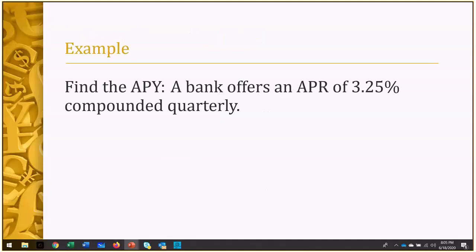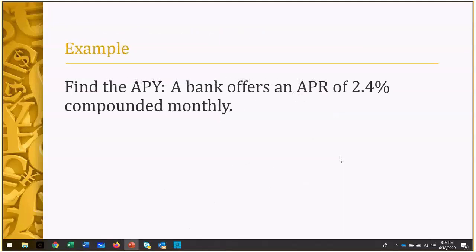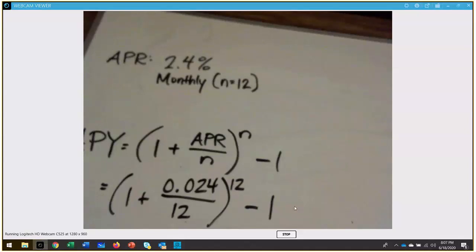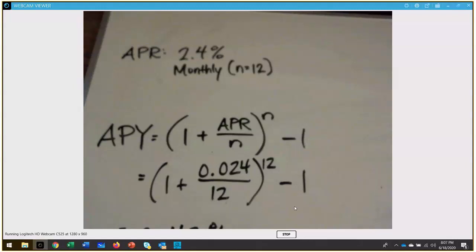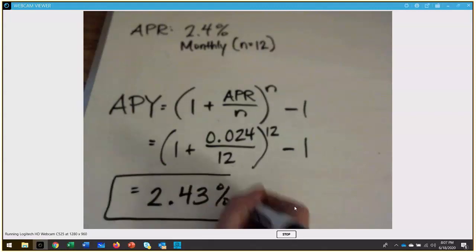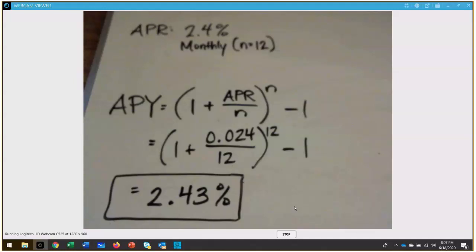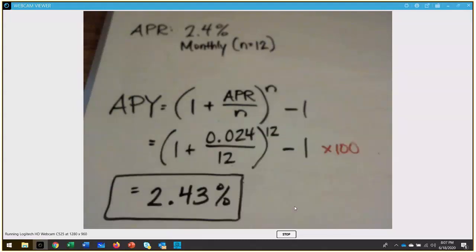So let me do another one. Okay, here's another one. Same formula. Let's see how we do. Here's what I got. And that's after I did that.